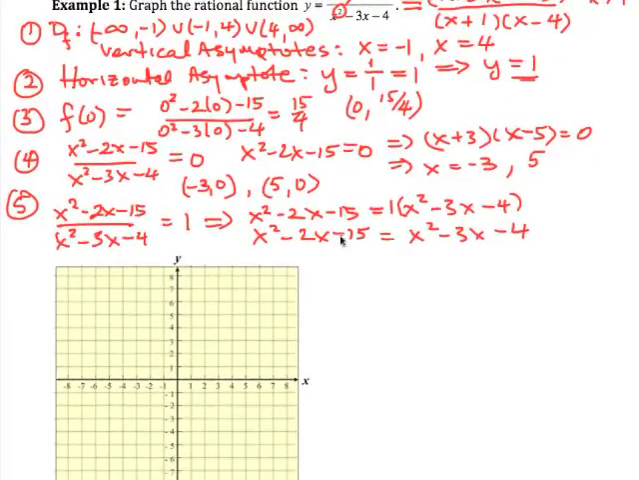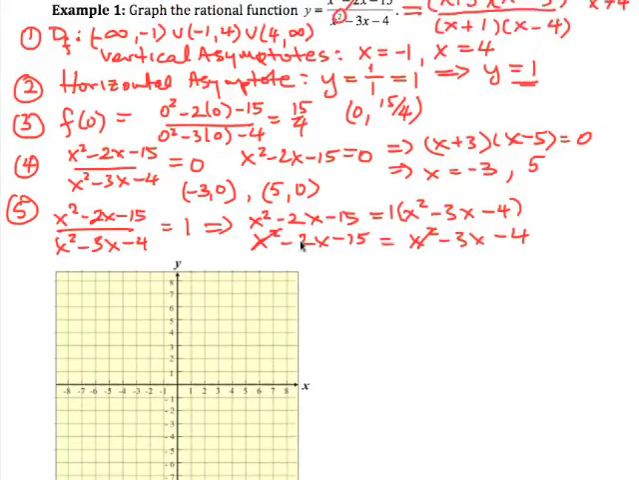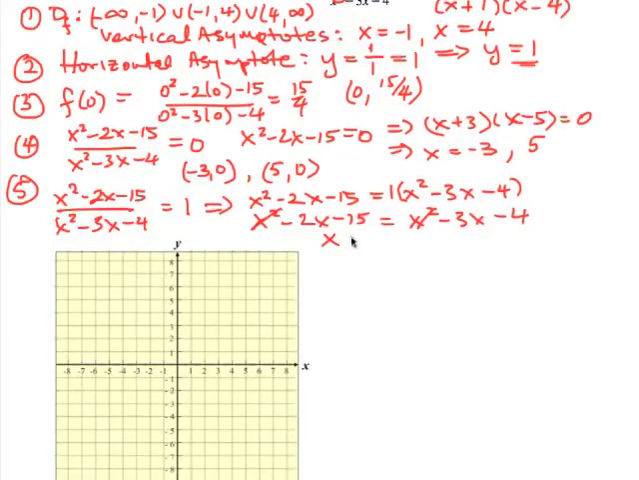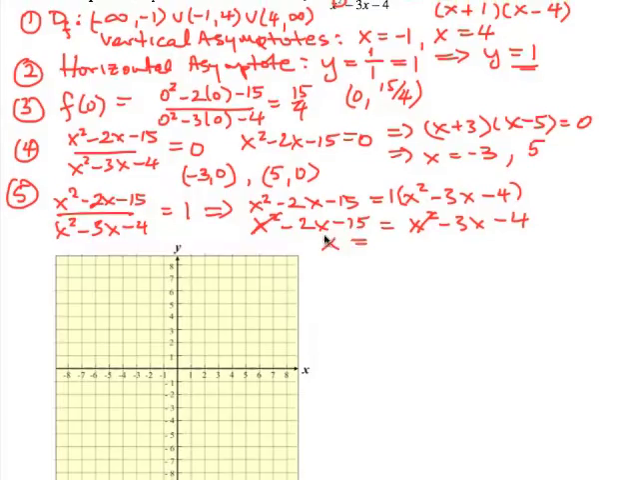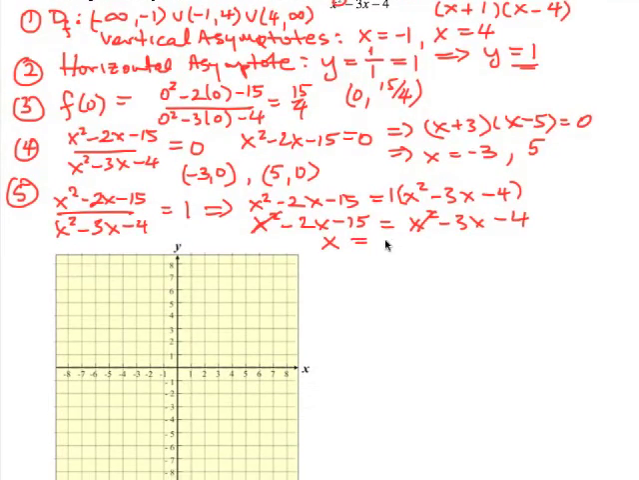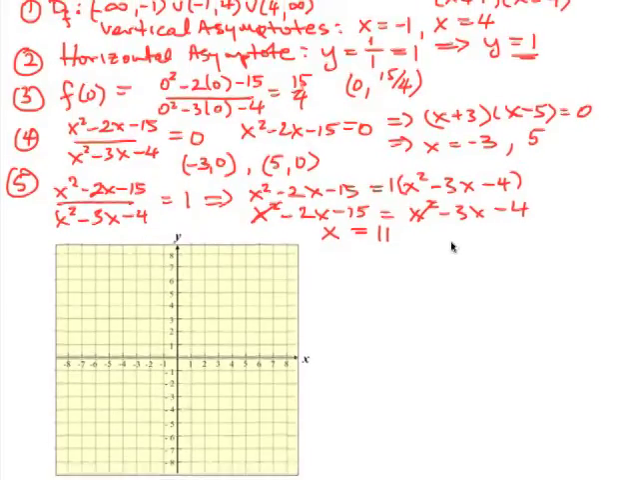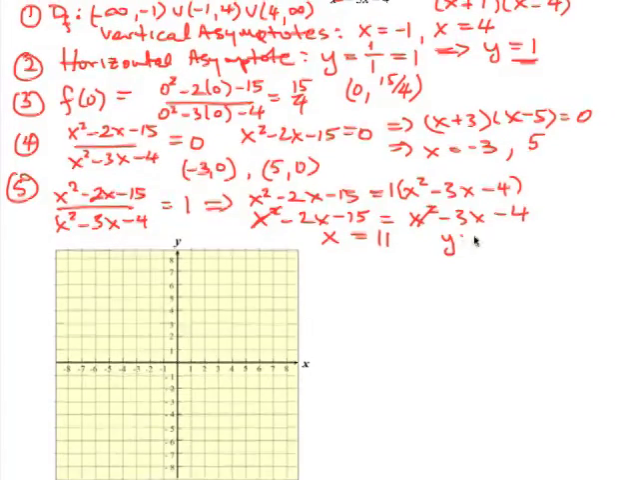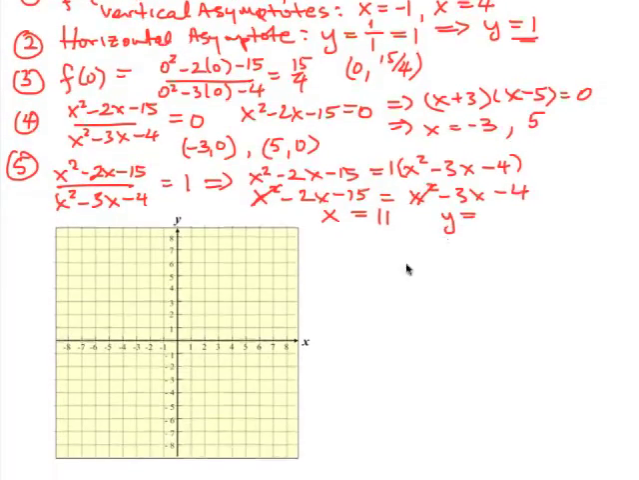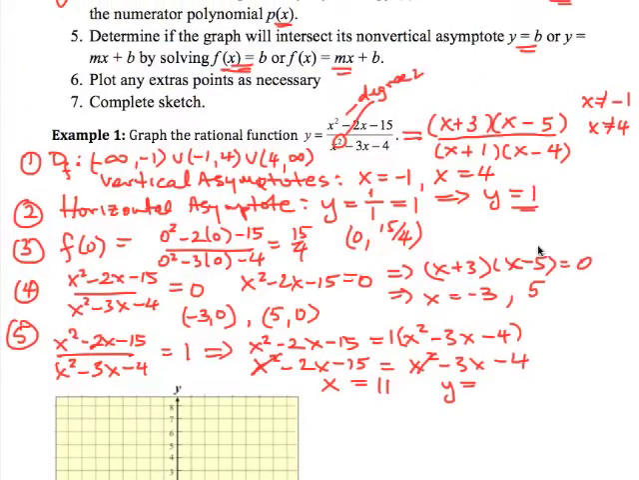Now let's see if we can solve for this. So of course x squareds will cancel. Bring this 3x across will give me 1x. And if I put 15 across here, I will have plus 15, so that'll be 11. So it does actually cross this line at x equals 11. And of course if we want to find what the y value is, okay, so x equals 11, it's way off our graph by the look of it.